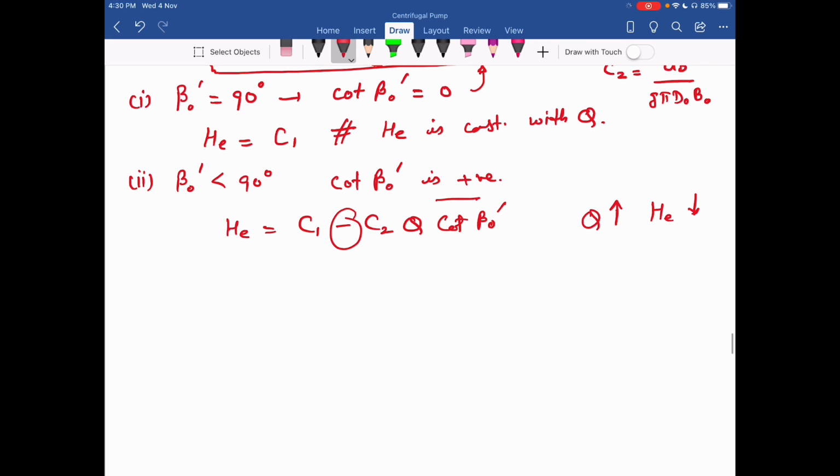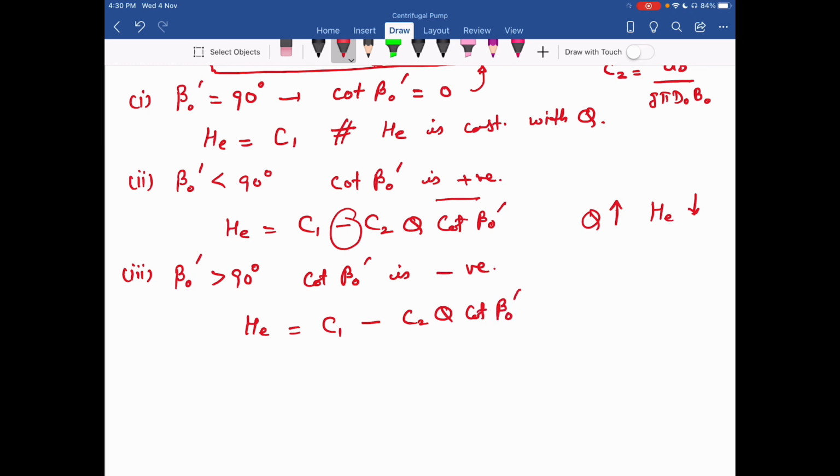And then the third is beta_o dash greater than 90 degree. So then cot of beta_o dash is negative. So my H_E is equal to C1 minus C2 Q cot of beta_o dash. Now this value becomes negative. So negative negative becomes positive over here. So that means with increase in Q, my Euler head increases. So this is how Q, H_E, and vane shape affect each other.